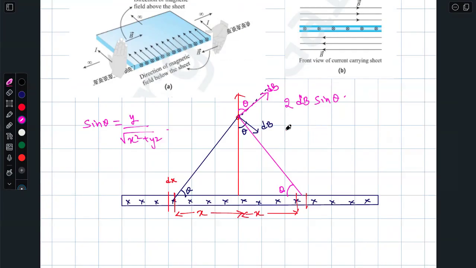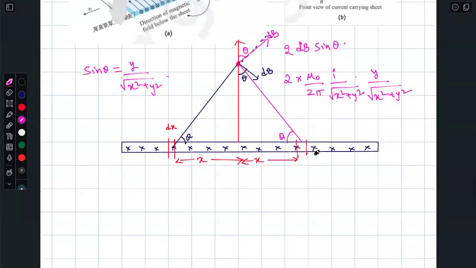Right. What is dB here? 2 into mu naught by 2 pi I, current. I don't know what is the current, I'll tell that later. I by distance. What is this distance? Root x square plus y square. What is sin theta? Y by root x square plus y square. Here I is the current in the element.